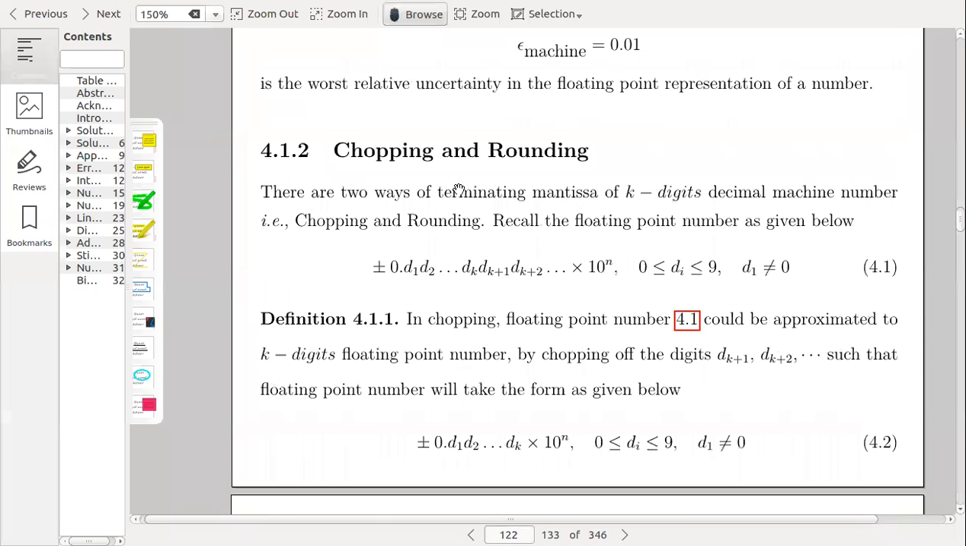Now what is chopping and rounding? There are two ways of terminating the mantissa of a k-digit decimal machine number: chopping and rounding. Recall the floating point number as given below.